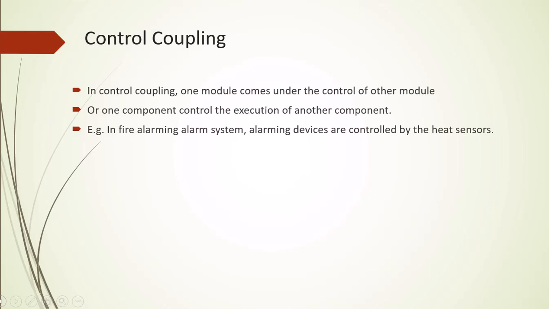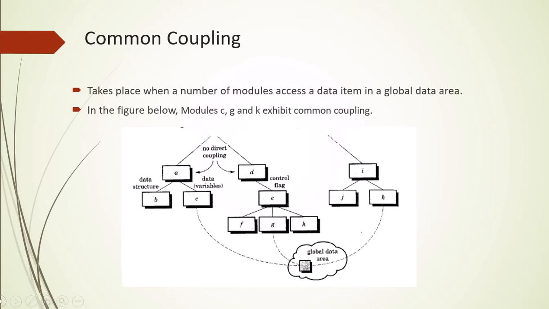But in the software context, we can take the example of digital systems, robotics, etc. Common coupling takes place when a number of modules access the data in a global data area. In the figure below, modules C, G, and K exhibit common coupling. So we have different systems, different components belonging to different systems that are separated in a global area, and whenever they need it, they can combine, such as in the case of service-oriented systems. This is common coupling. So they share the common data.